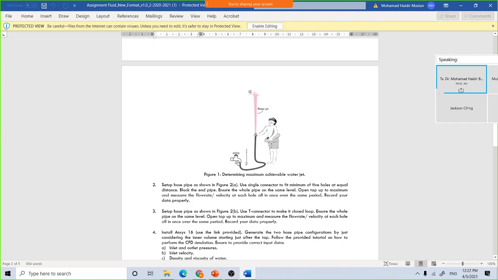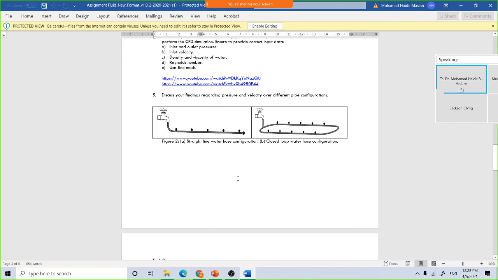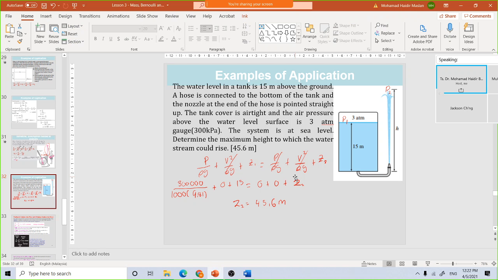How you get the answer is by connecting the hose to your pipe, and then doing the same as the example before, and measuring the H, the maximum H the water can achieve. From this experiment, you can get the pressure for the pipeline at your house. So you need the data for this assignment. Hopefully everybody can understand.